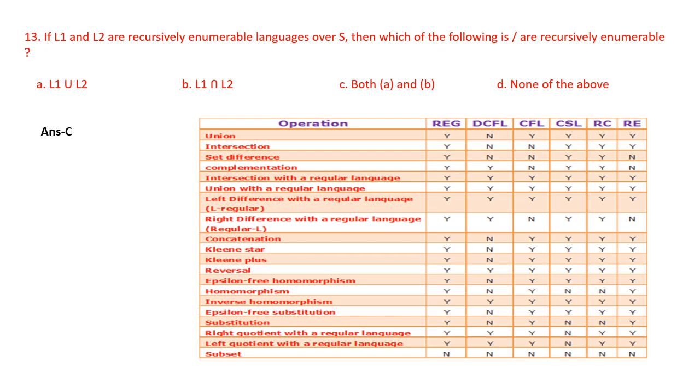It is asking for union and intersection, so we look at the union and intersection rows. For REL, it is closed under union, and it is also closed under intersection. So it is closed in both, and the answer will be C. Now let's move to the next question.